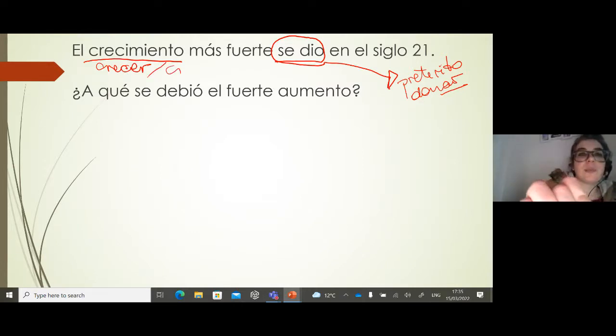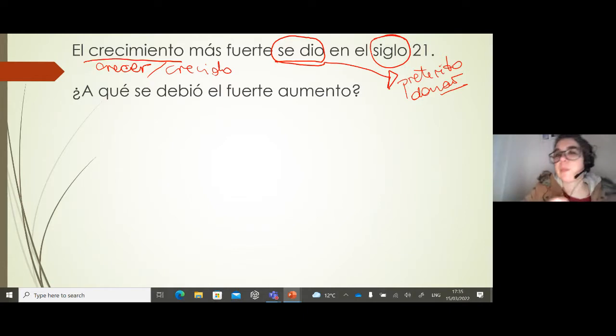Crecido. Can you think of any English words this rings a bell with? What about el siglo XXI? ¿A qué se debió el fuerte aumento? Okay, and I'll leave you a minute to try to figure out the answers.